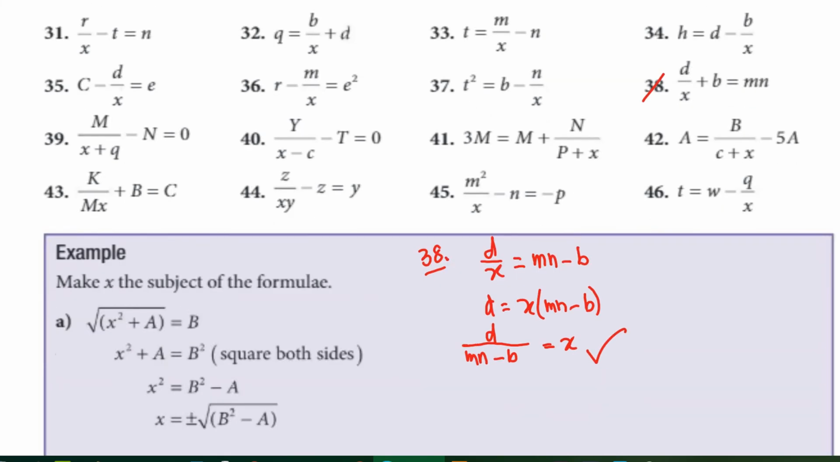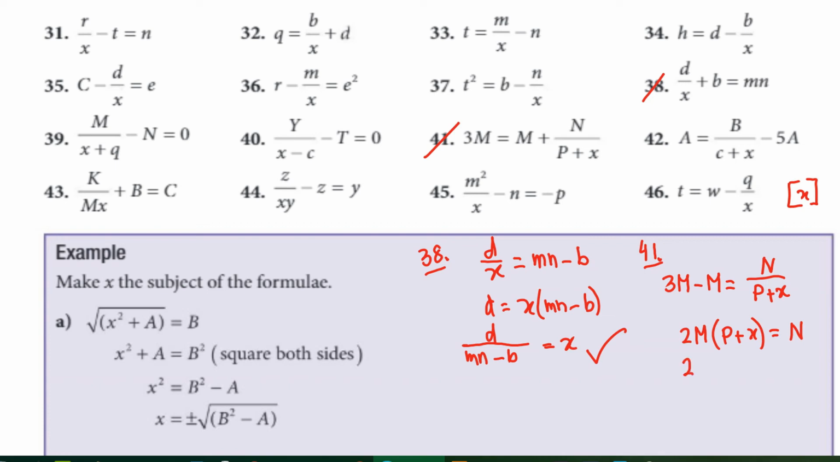Let us consider another one. If we choose 41, we are going to make x the subject here, right? The first one we did, 40, and also like this, 41. So we can write it, see 3 capital M minus m, take m on the left side. Then the expression is N divided by p plus x. Let me write first p plus x. Then from the left side, 3m minus m is 2m, and make cross multiplication with the p plus x, and on the right side it is written here N.